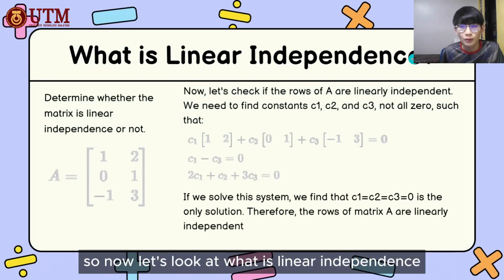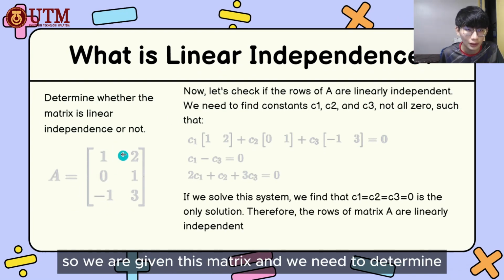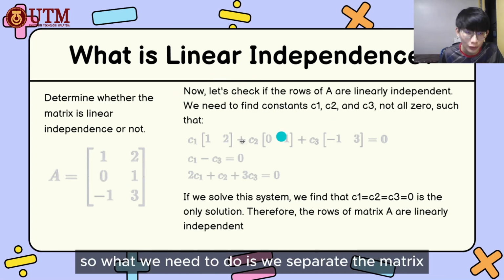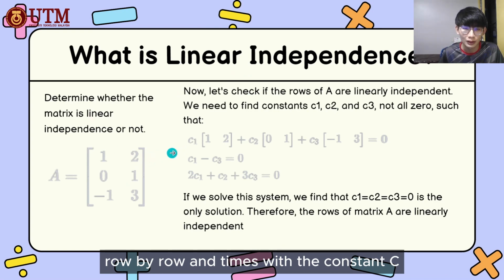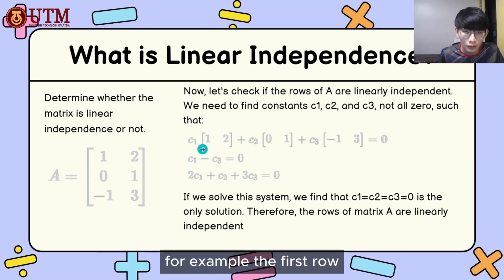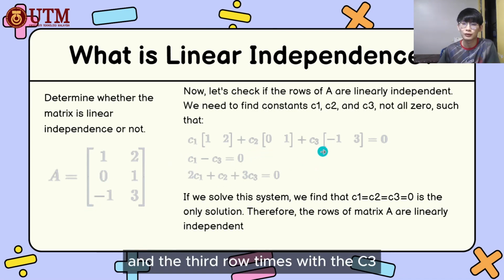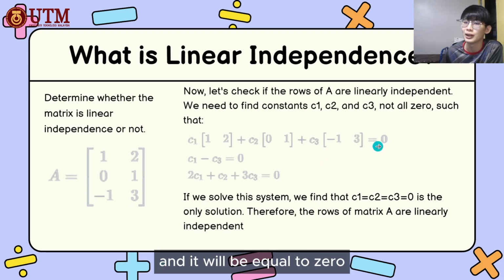So now let's look at what is linear independence. So we are given this matrix and we need to determine whether it is linearly independent. So what we need to do is we separate the matrix row by row and multiply by the constants. For example, the first row we multiply by C1, the second row by C2, and the third row by C3, and then it will be equal to 0.